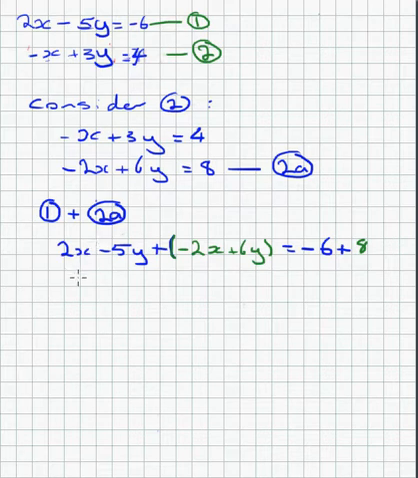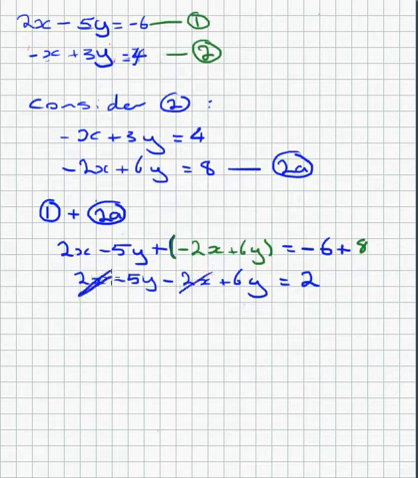So simplifying all that gives us 2x minus 5y, and expanding the brackets, minus 2x plus 6y equals minus 6 plus 8, which gives us 2. Great. We've arranged this so that we have our negative 2x and our positive 2x on the same side, so they're going to cancel each other out, leaving us with minus 5y plus 6y, which gives us positive 1y equals 2. We've done it. We have a value for y.